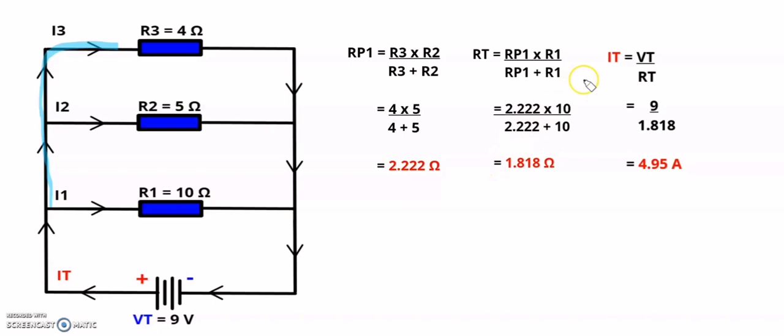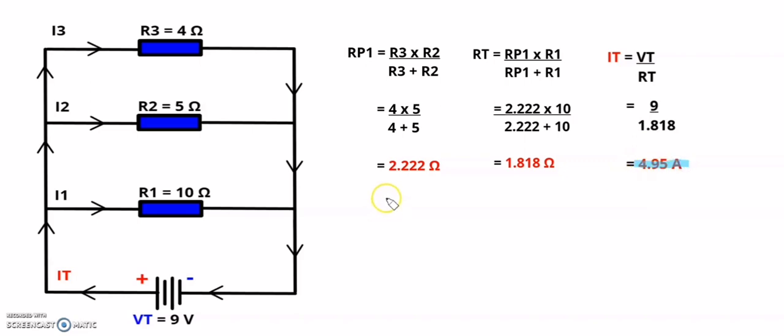Next, we will calculate the total current flowing in the circuit. The total current, I total, is equal to V total divided by my total resistance, which I've just calculated. That is 9, my total voltage of the circuit, divided by 1.818, and that's going to give me a total current flowing in the circuit of 4.95 amps.